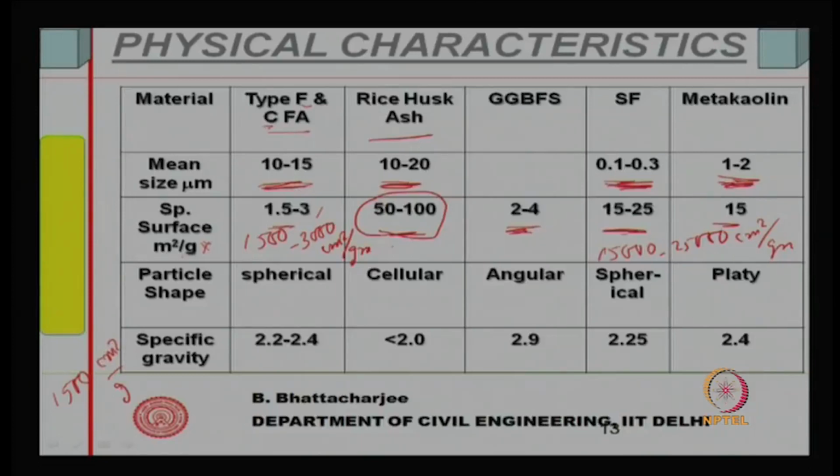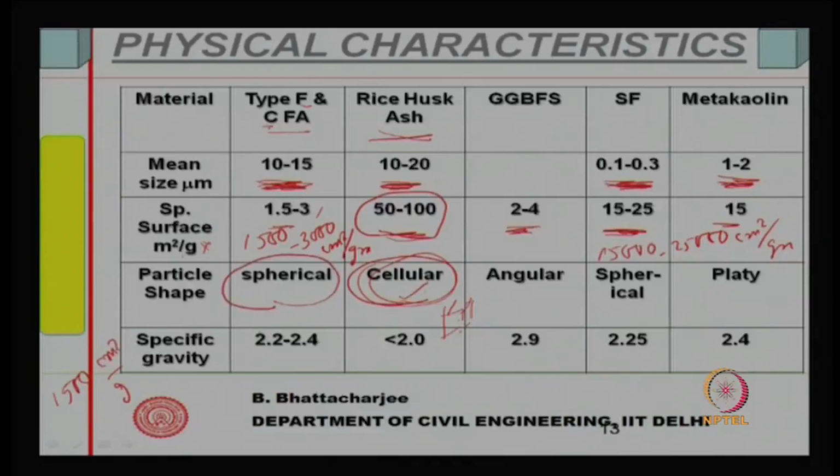So, specific surface is much higher in case of silica fume, even metakaolin and rice husk ash. Whereas fly ash has got low specific surface because particle sizes here are large compared to these. But there is a reason why this has got very large surface area, because this has got a cellular structure, cell like structure, something like this. I think I have some diagram.